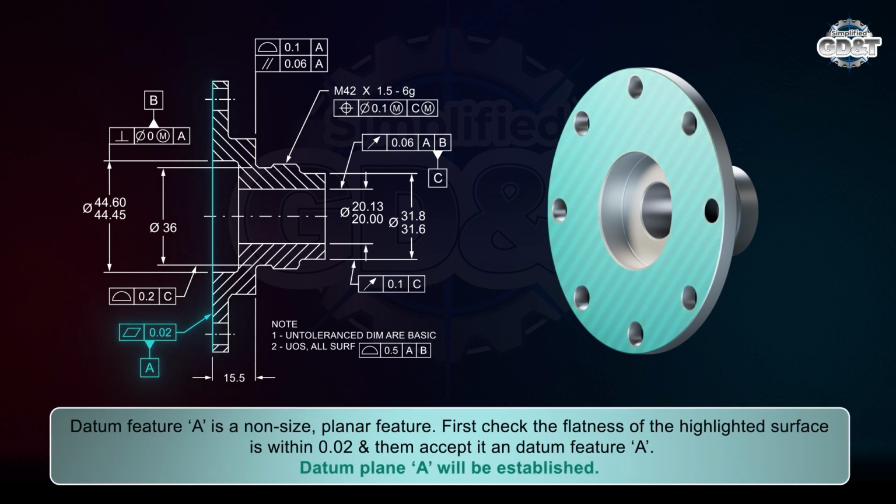Datum feature A is a non-size planar feature. First, check the flatness of the highlighted surface, and then accept it as datum feature A. Datum plane A will be established.